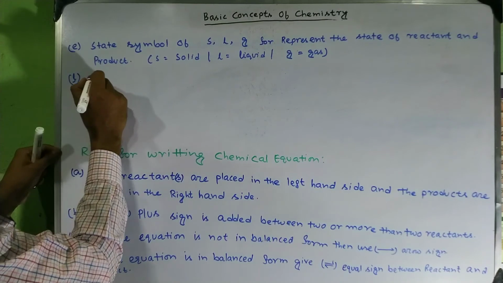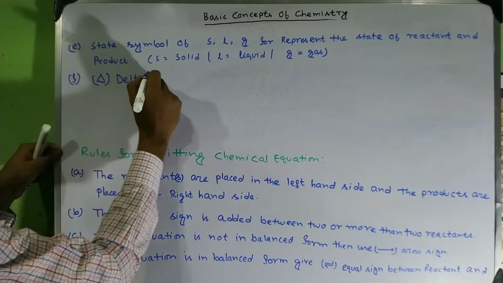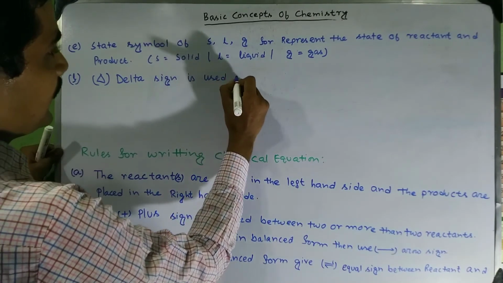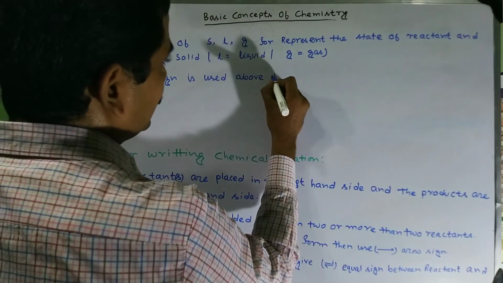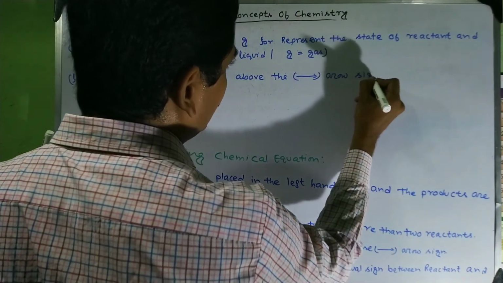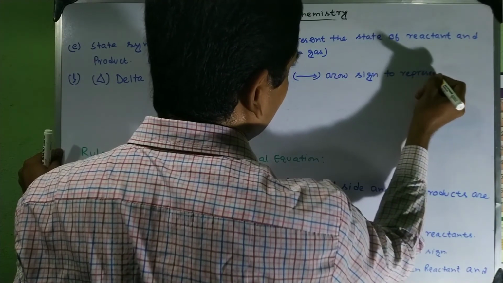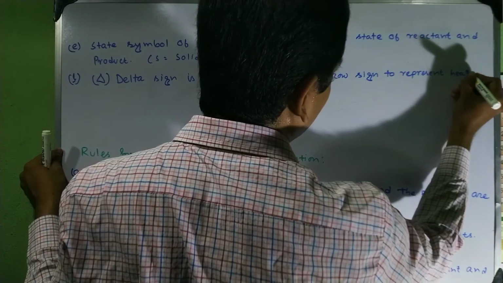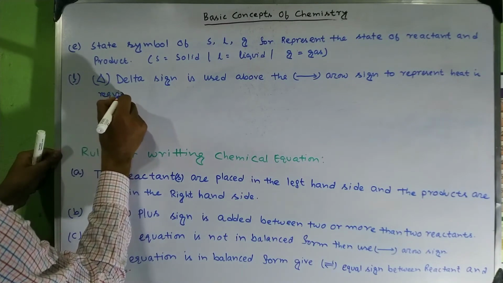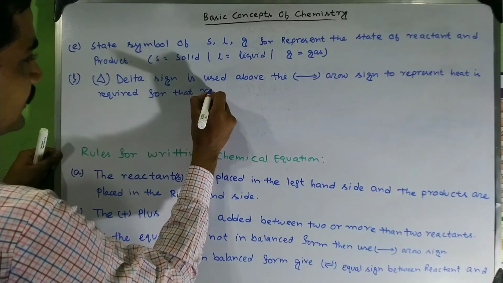F. Sometimes the delta sign is used above the arrow sign to represent that heat is required for that reaction.